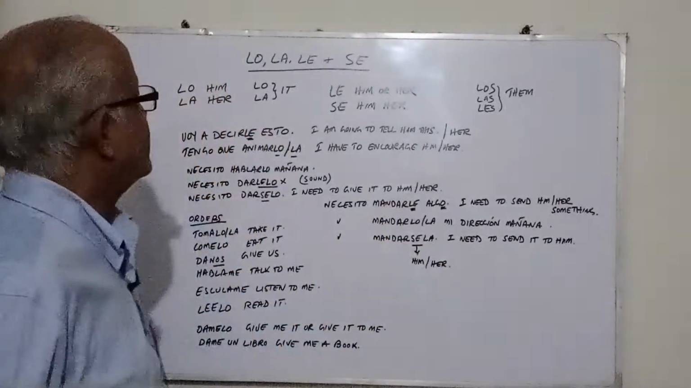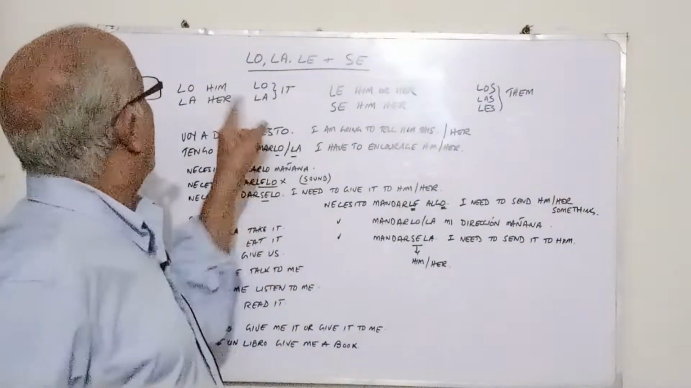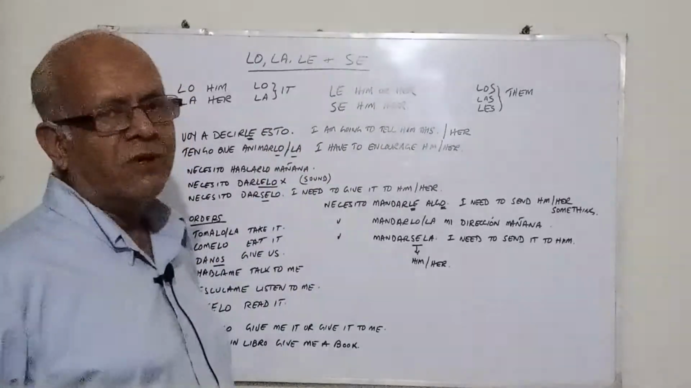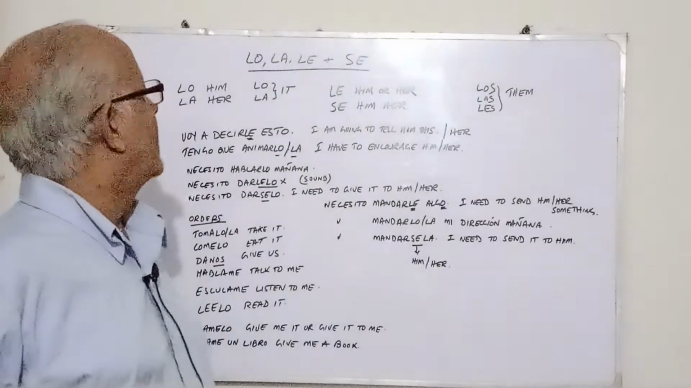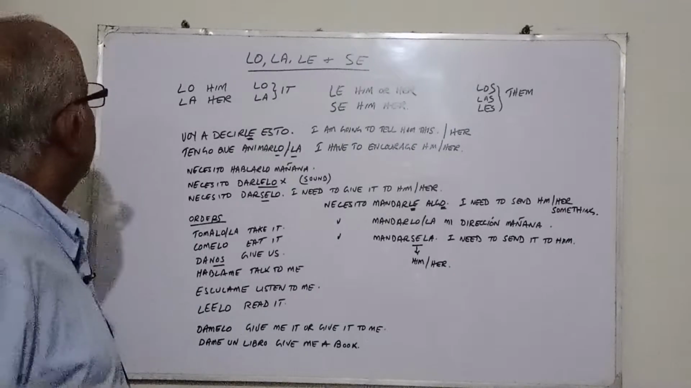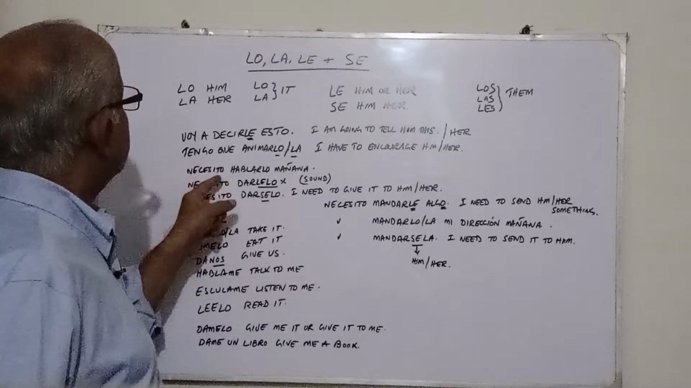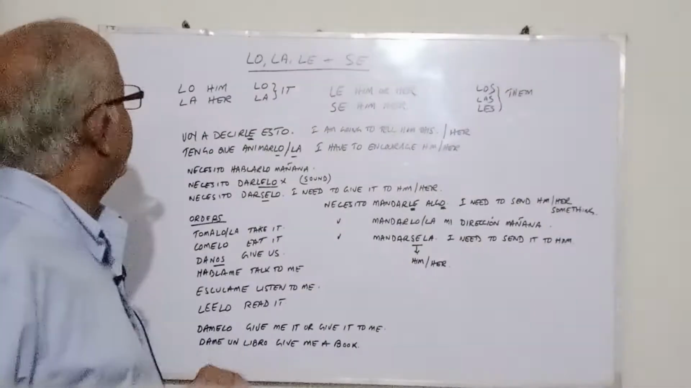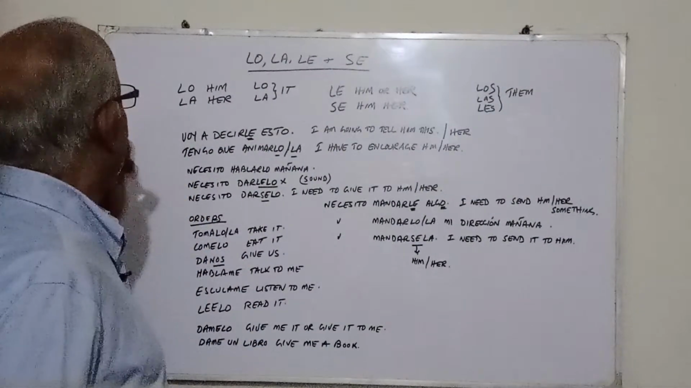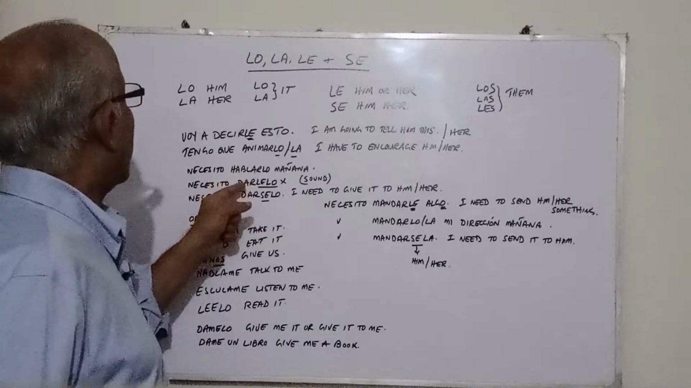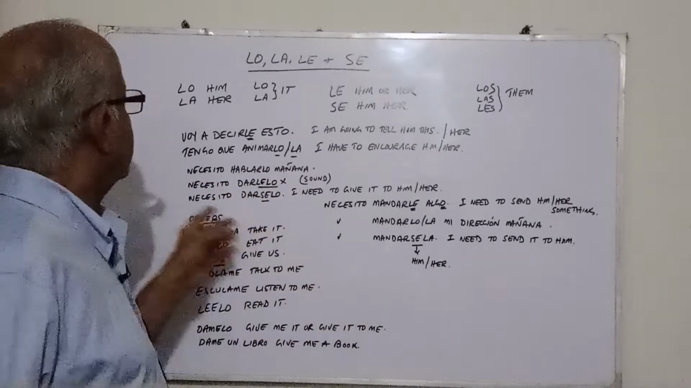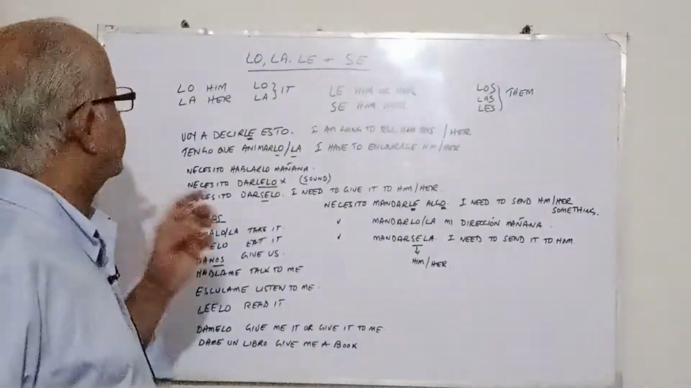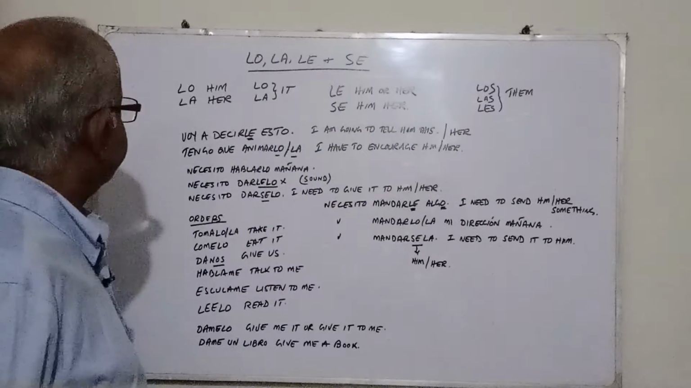So basically these are the rules of how to use lo, la, le, se. And now if you're talking plural, then it becomes los, las, and les. For example, necesito hablarles. I need to talk to them. Or necesito dárselos. I need to give them it. Etc. These are the plural formations.